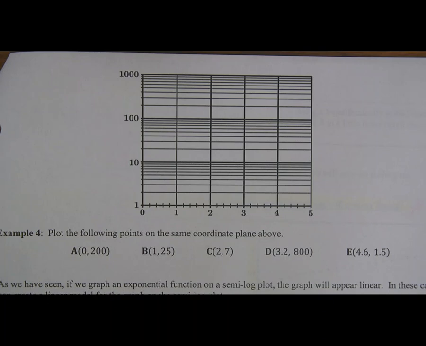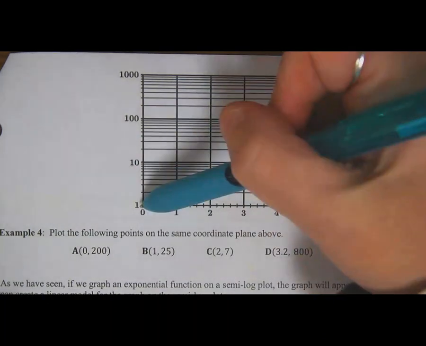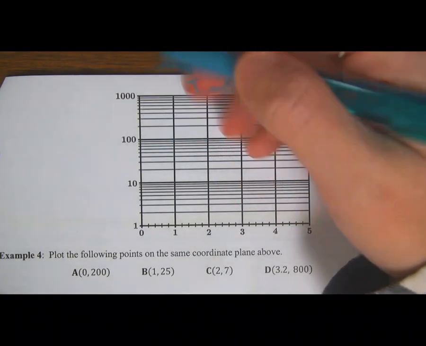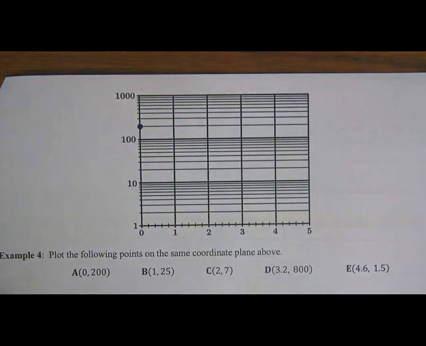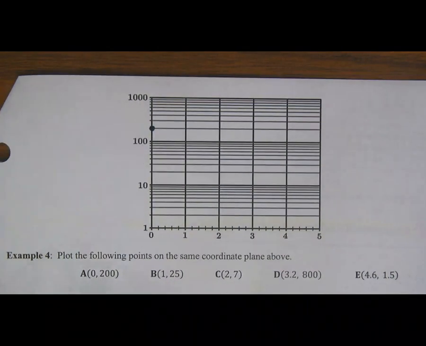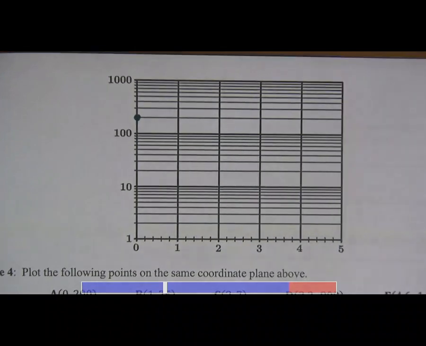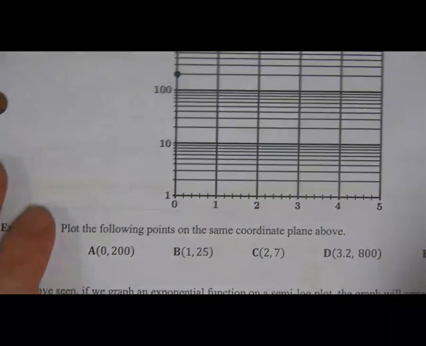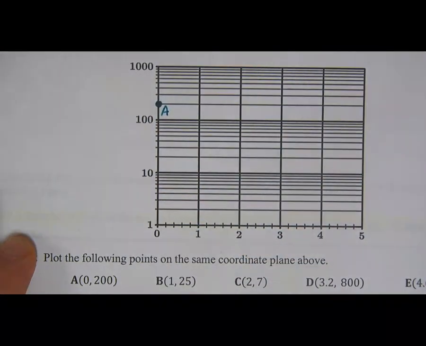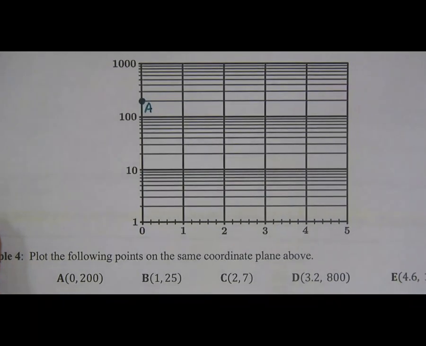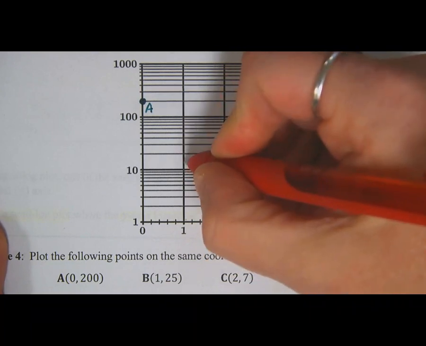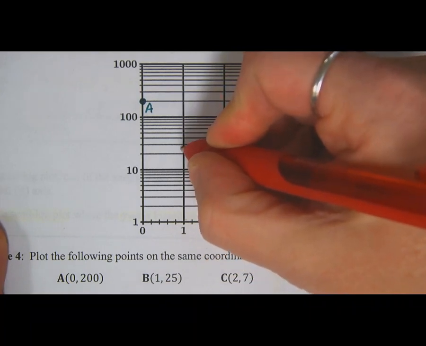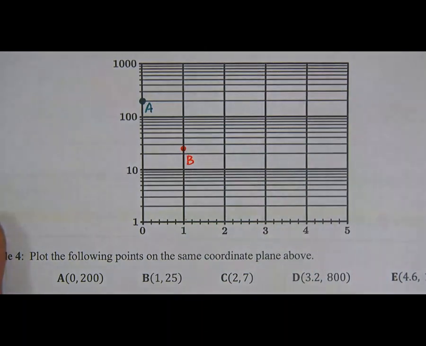Plot the following points. Point A needs to go at 0, 200. 200 is going to be up here in the hundreds, and it's going to be on the first line above 100. And you've got tons of these on your homework, just to practice and get comfortable with. B is 1, 25. So I'm going to go 1, 25. There's B.